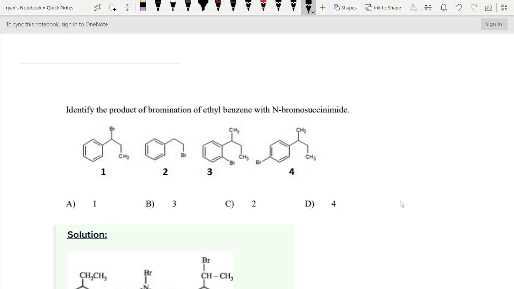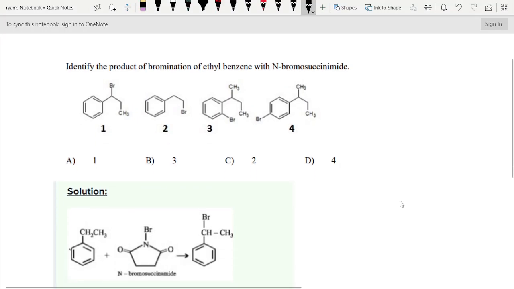This question I have also taken from the 2020 Kerala SET examination. Here the question is: identify the product of bromination of ethyl benzene with N-bromosuccinimide. Therefore here ethyl benzene is treated with N-bromosuccinimide to form this compound. Therefore here in the product, one hydrogen is replaced by one bromine. Therefore here option A is the correct one.